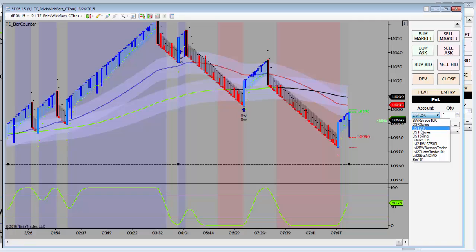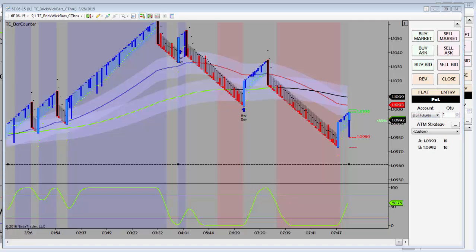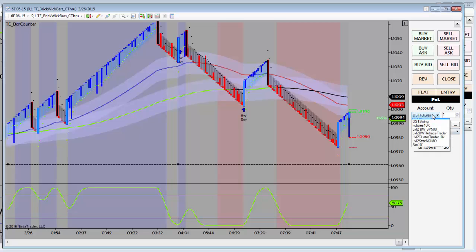Let's see if it's in this one. Survey says this one, this one, and hang on one second here. Long crude oil, boom. Level 2 strat Momo. So that's the one running the strat. There we go.